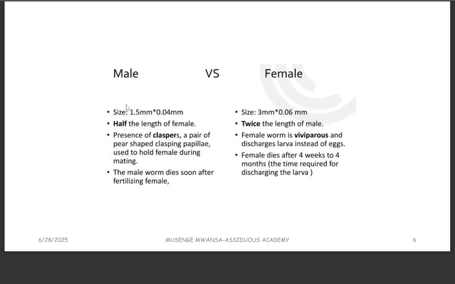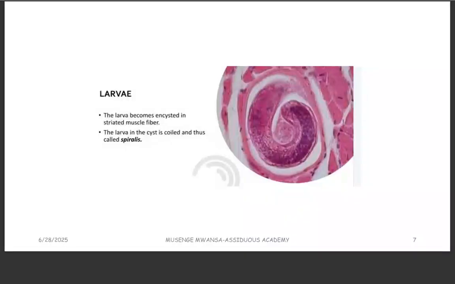So we already compared the males and the females. The male dies soon after fertilizing the female. The female has a length that is twice the male, and the female is viviparous. It will discharge the larva instead of the egg. It's not oviparous. And the female dies 4 weeks to 4 months after it grows.